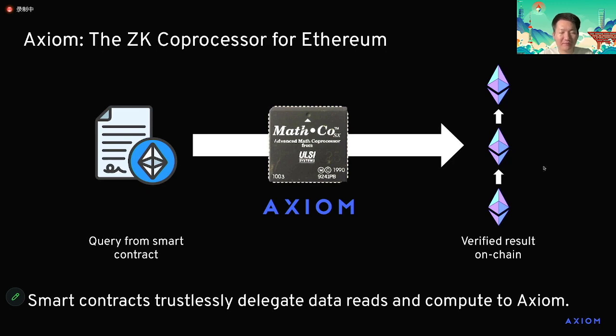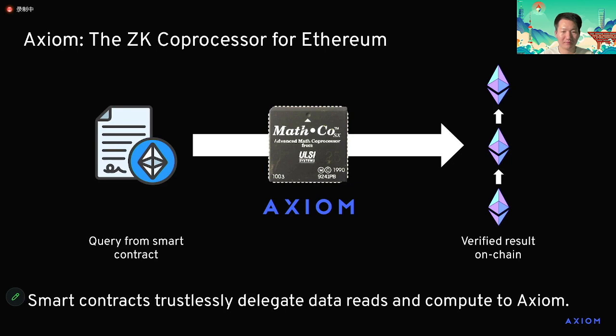To make a query into Axiom, a smart contract can send a transaction to our on-chain system. Our off-chain nodes will pick up that transaction, read the query into the history of Ethereum it's looking for, and generate the results accompanied with a zero-knowledge proof that the result is actually correct. Finally, we verify that result on-chain and give the result trustlessly to the downstream smart contract.